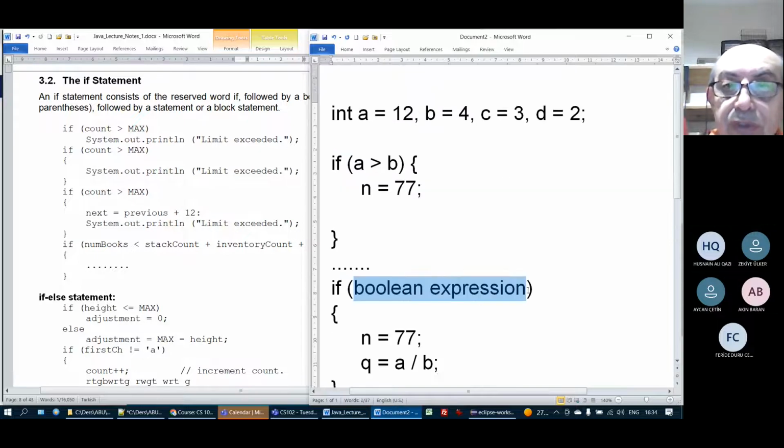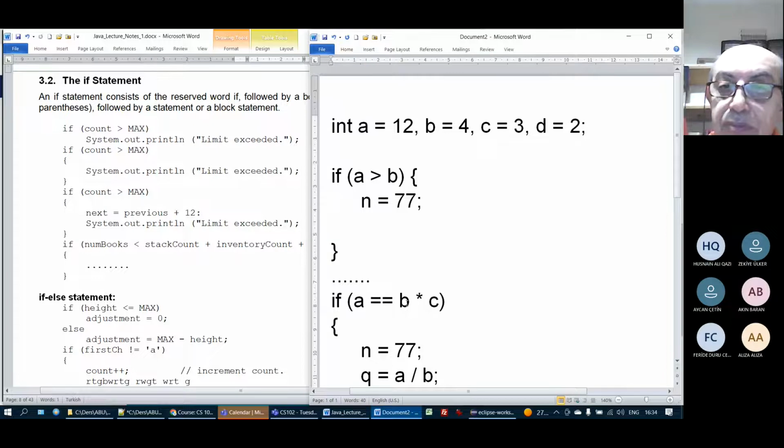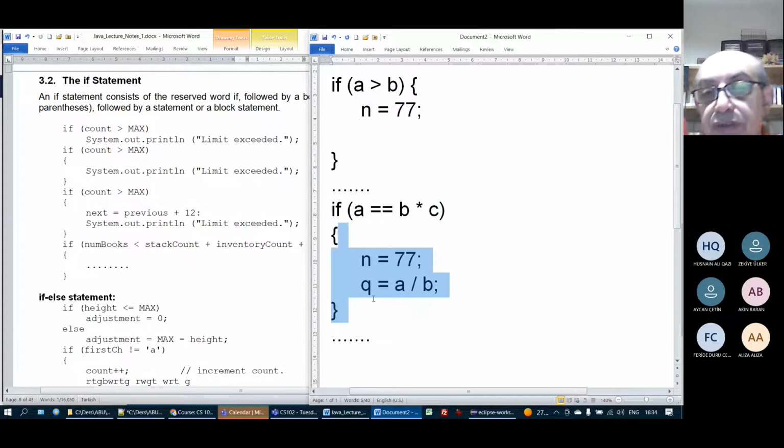Let's put here something like A equal B multiplied by C. What is A? 12. What is B? 4 and C? 3. 4 times 3 is 12. A is 12. 12 equal to 12 is true. Therefore, these statements will be executed.